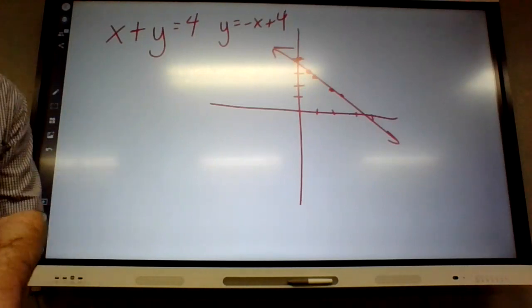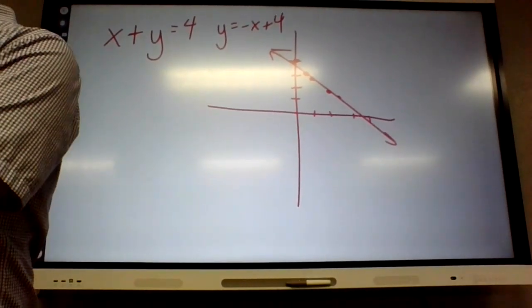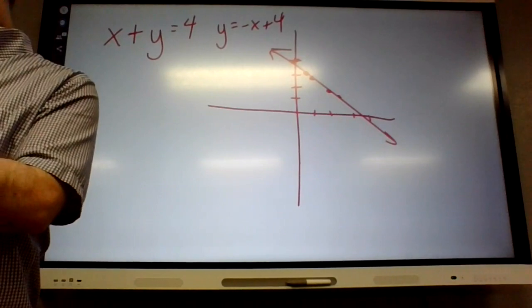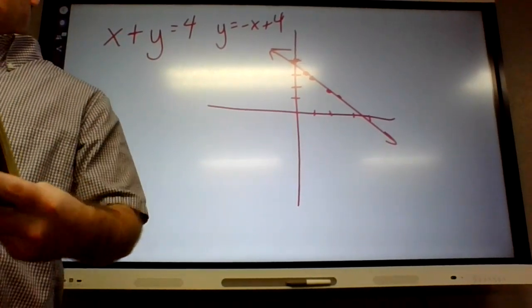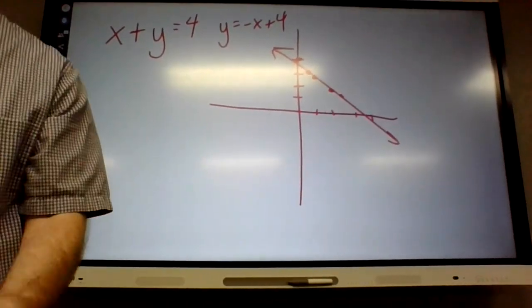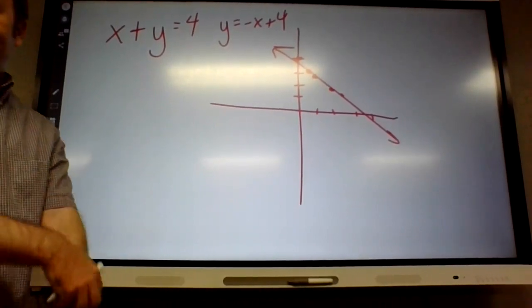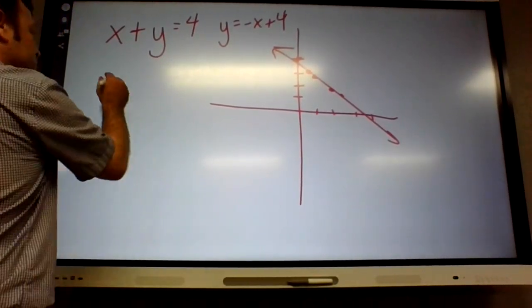All right, let's see, what page are we on? 110. This is a review from Algebra 1, I mean. I doubt you remember it, but we'll see.